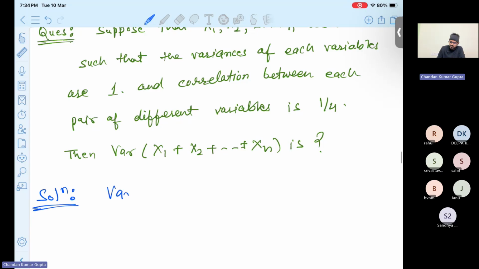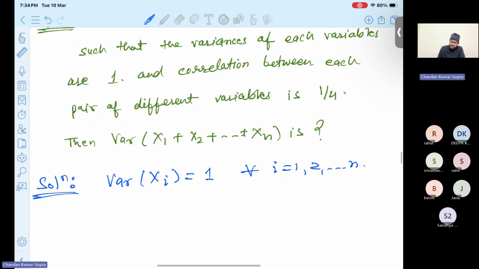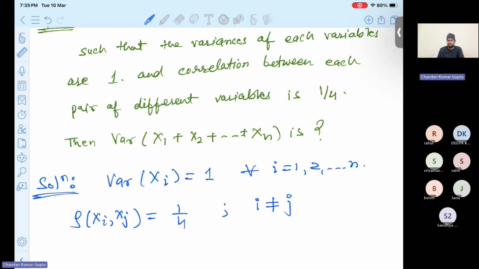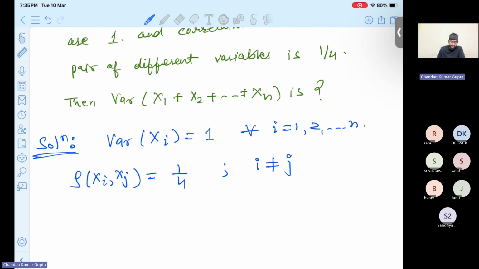So what we are given: the variance of xi comes out to be 1 for all i from 1 to n, and the correlation coefficient between the two variables xi and xj is 1 by 4 for all i not equal to j. So these two conditions are given. Now we need to find the variance of the sum of xi, using the formula that we have already discussed.